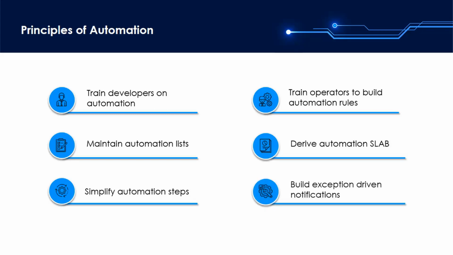And finally, we need to adopt exception-driven notification. This is handy in ensuring continuous feedback is implemented. And whenever there is an issue, we should ensure that the right triggers are sent out to the right department for handling the issue.